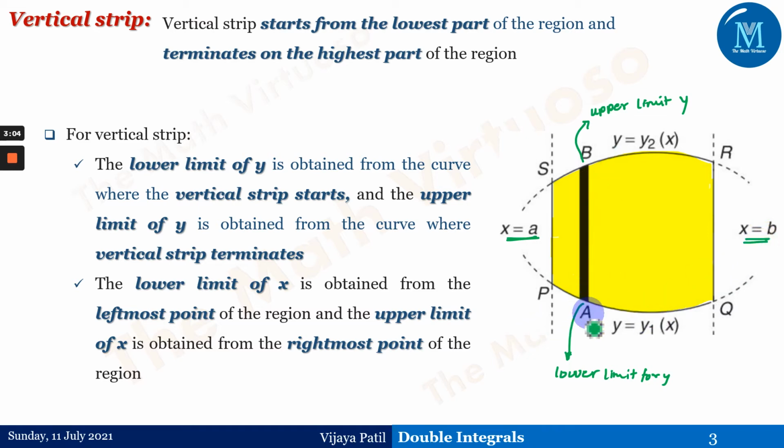So if you are considering a strip parallel to the y-axis, or a vertical strip, the lower end is the lower limit of y, and the upper end of the strip is the upper limit of y. This end of the region, the ordinate x equal to a, is the limit for x, and the other extreme point of this region is x equal to b. So this is all about the vertical strip, whenever we are considering a strip parallel to the y-axis.